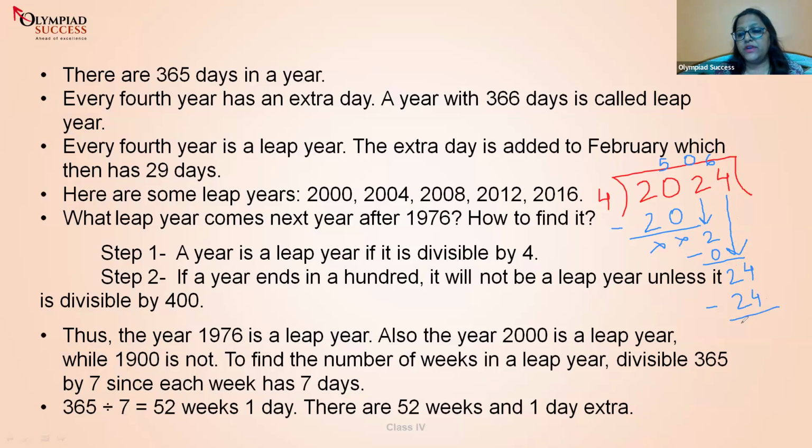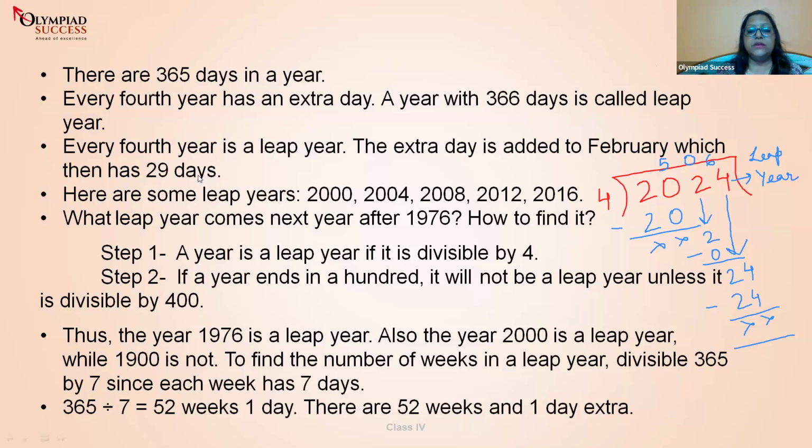Now, do we have any remainder left? No, we don't have any remainder left. That means 2024 is my leap year. And once you know the leap year, you can add 4 to that leap year and you will get the next leap year. A leap year always comes after every 4 years.